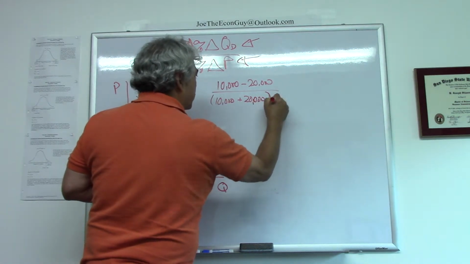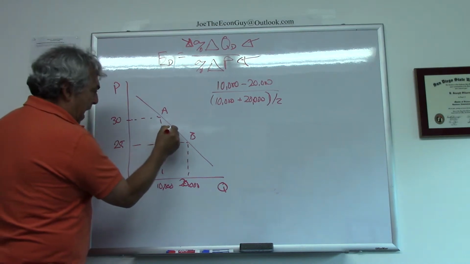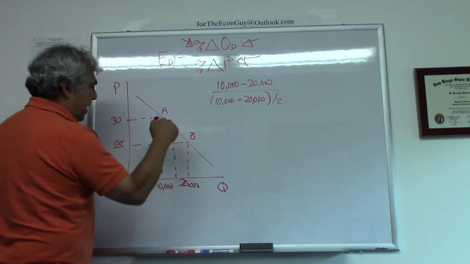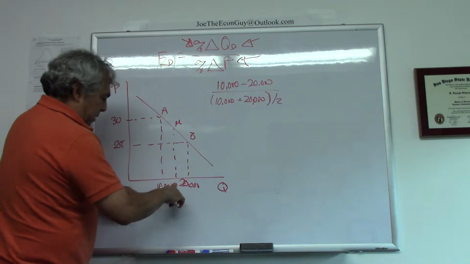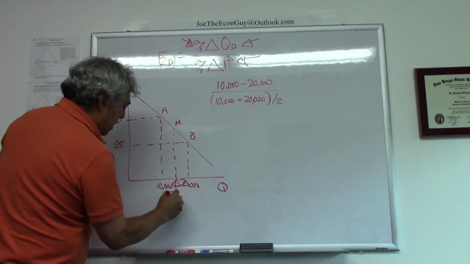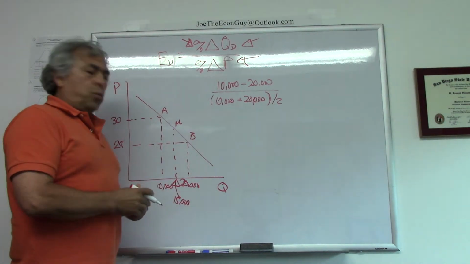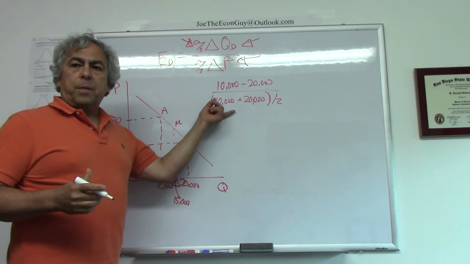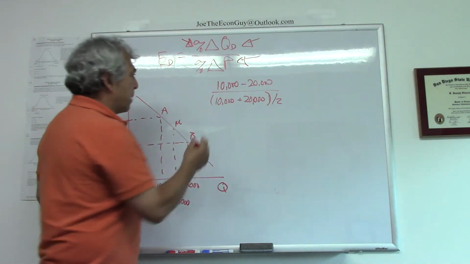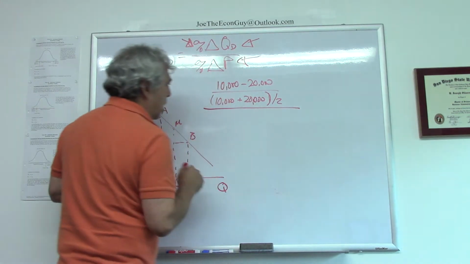Why are we dividing this by 2? Because we're looking for the midpoint. In other words, halfway between points A and B, the Q coordinate is going to be 15,000. I've chosen really easy numbers to work with, but we would go ahead and apply this formula if we had more complicated numbers as well. All right, so that's in the numerator portion of our complex fraction.